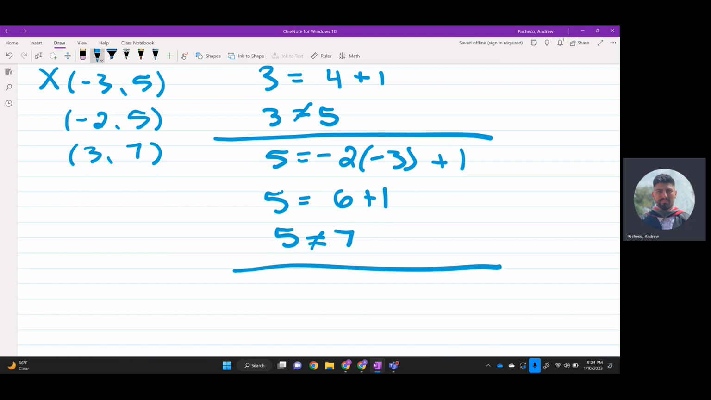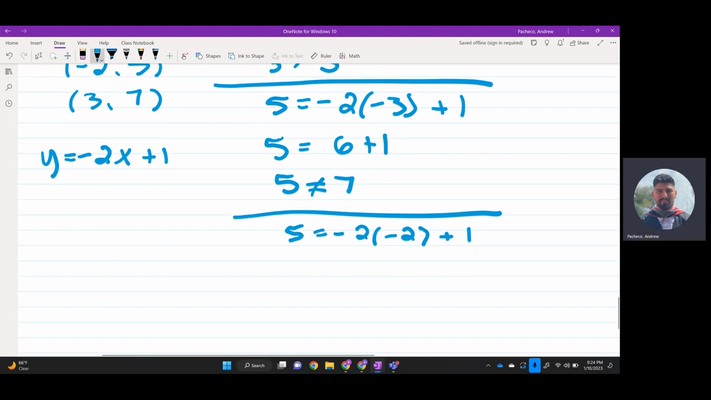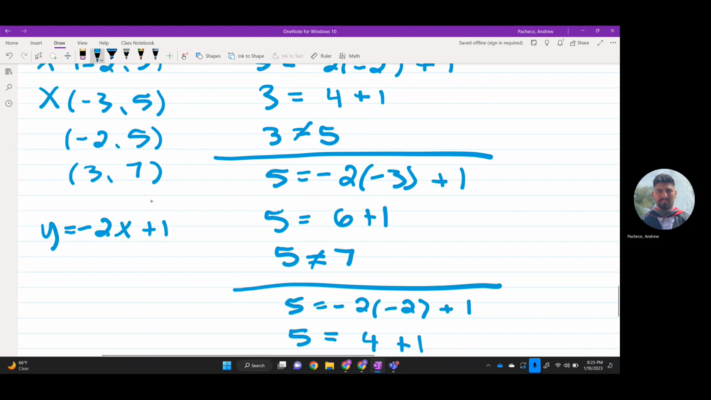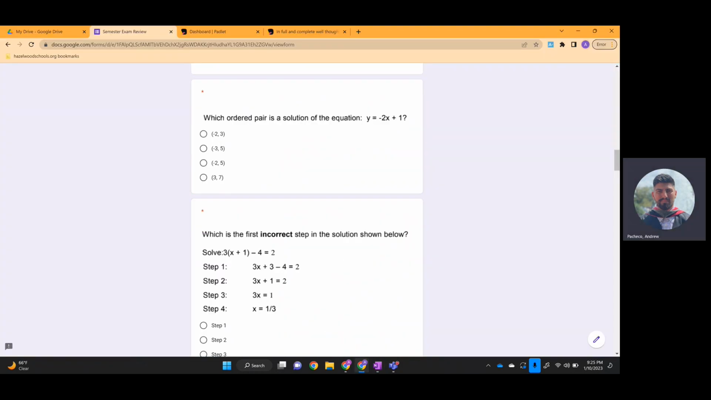We're going to try it one more time. Don't forget our equation is y equals negative 2x plus 1. So we're plugging in 5 for y. Negative 2 times negative 2 plus 1. Negative 2 times negative 2 is going to be 4. 4 plus 1 is going to be 5. So I can stop right there. I know negative 2 comma 5 is going to be a solution to my equation. Negative 2 comma 5.